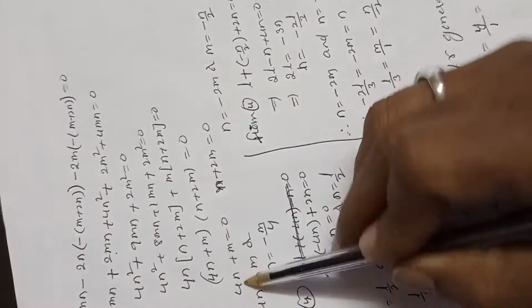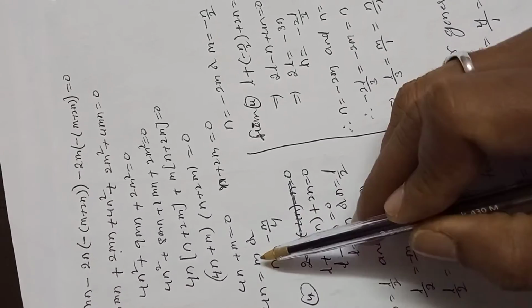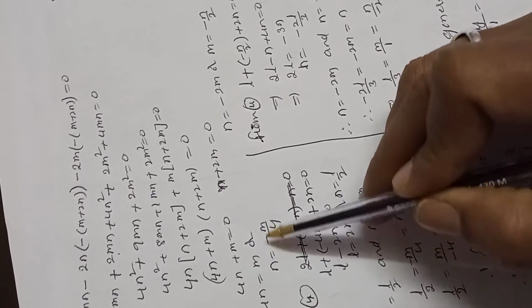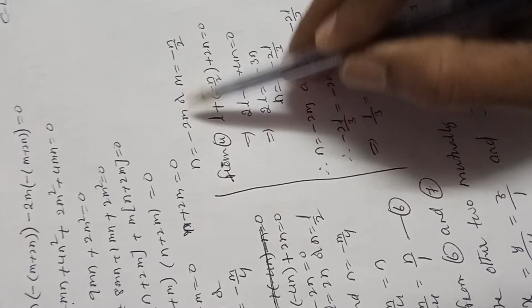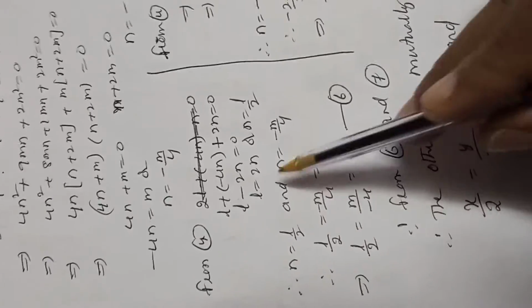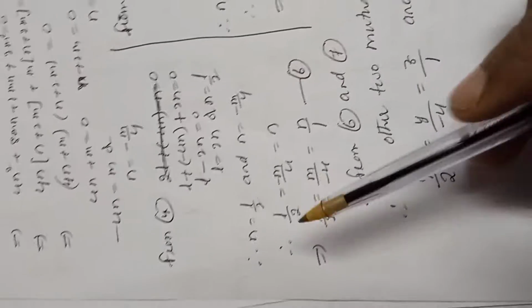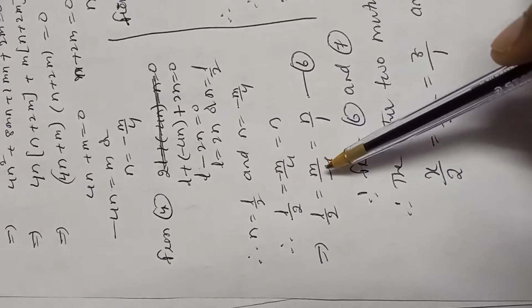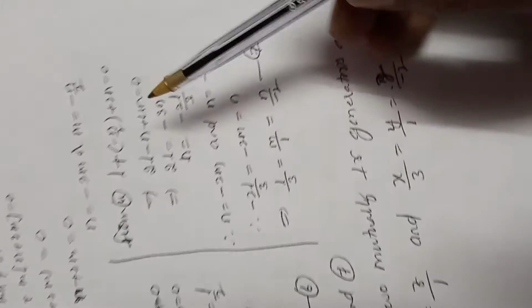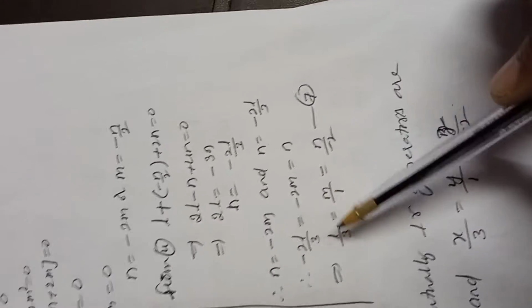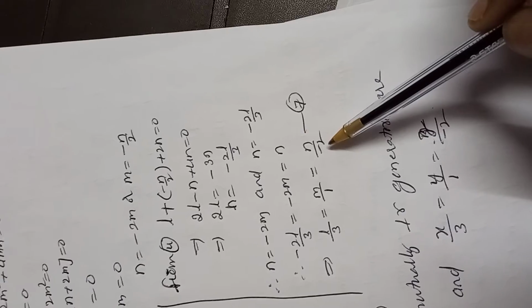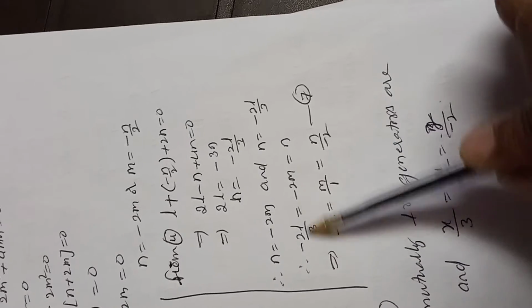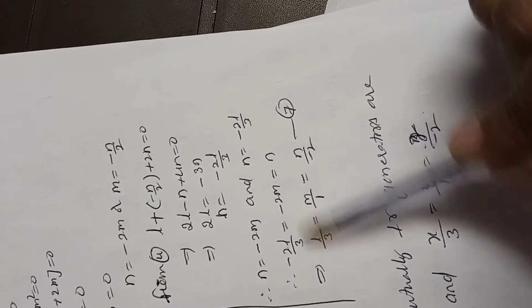See, two factors we got. Now we are expressing m in terms of n or n in terms of m, and in the second factor also n in terms of m or m in terms of n. We are substituting in equation 4. We got the result like this: L by 2 is equal to m by minus 4 is equal to n by 1. By using the second factor, I got this result: L by 3 is equal to m by 1 is equal to n by minus 2. Here throughout dividing by minus 2 or 2, right?